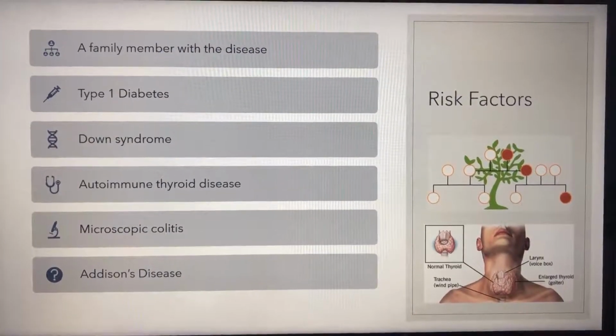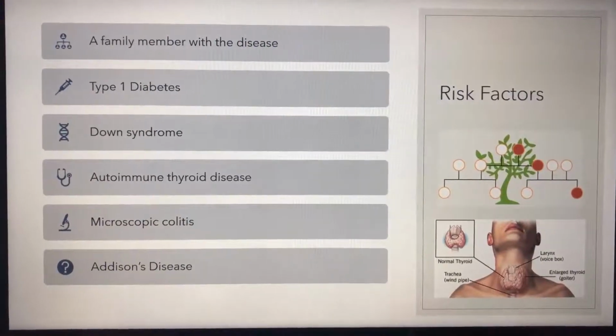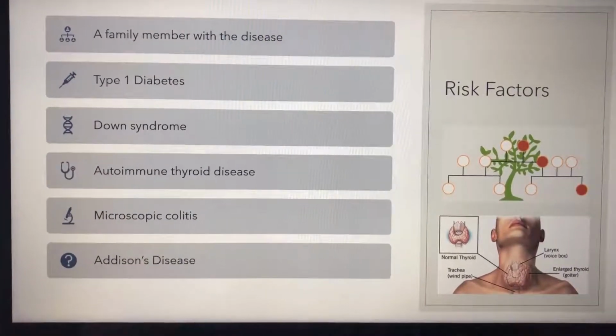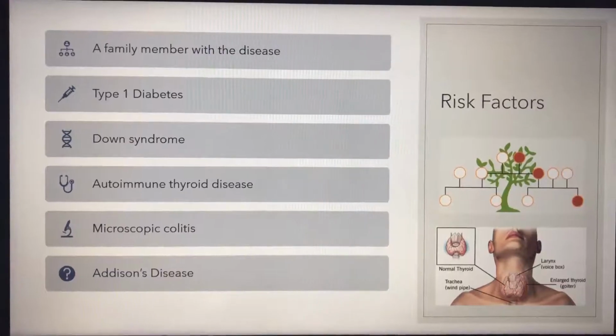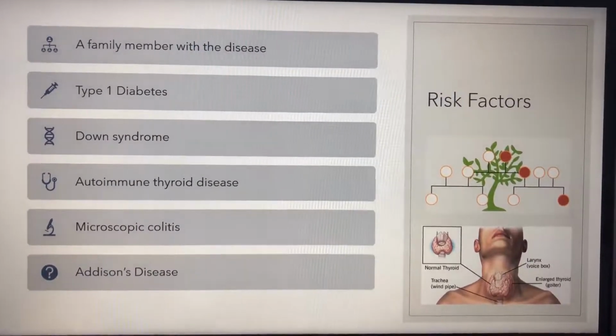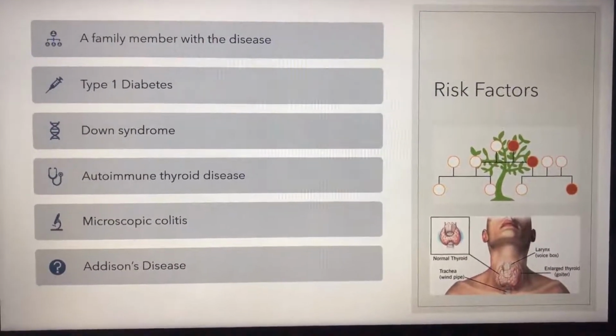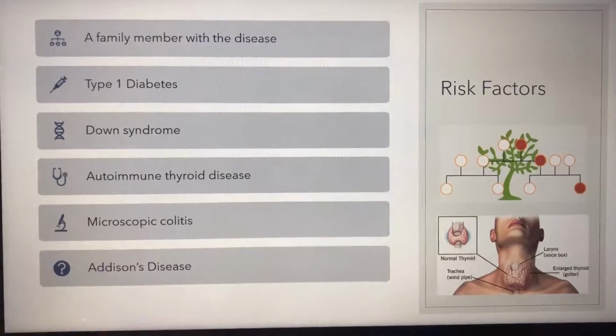Triggers of this disease can be pregnancy, illness, or menopause. I personally know that I have a family member who has celiac disease, and it was triggered through a stressful work time in their life, so stress can also be a trigger of celiac disease.